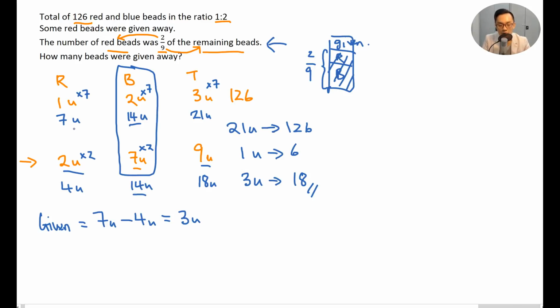And so now I want to find how many units have been given away. So I take 7 units over here, minus away the 4 units, I get 3 units. And I find out that 3 units is given away. And then from there, 21 units is actually my 126, my total. My 1 unit is 6. And finally, my 3 units is 18.